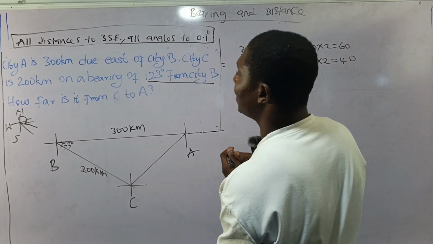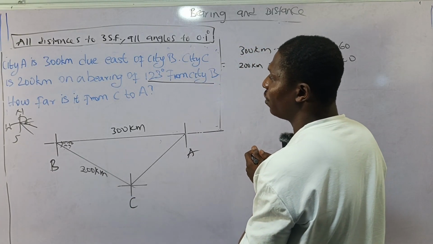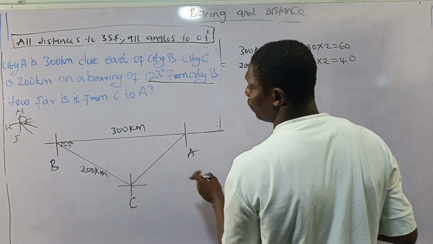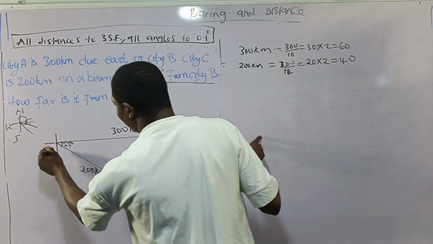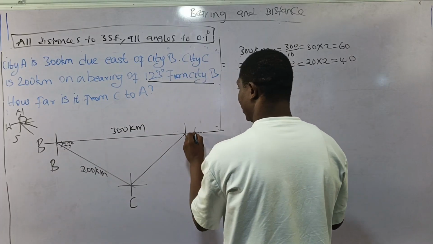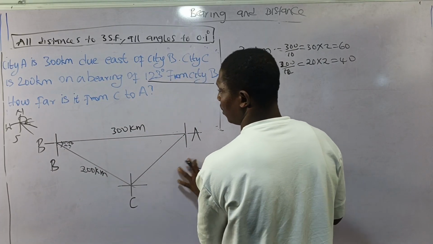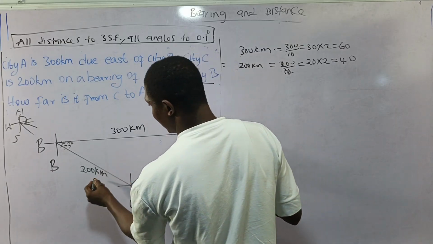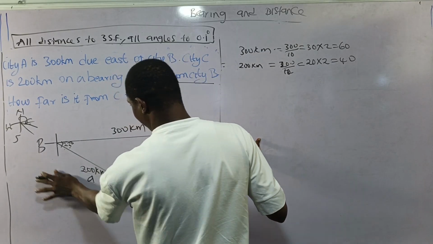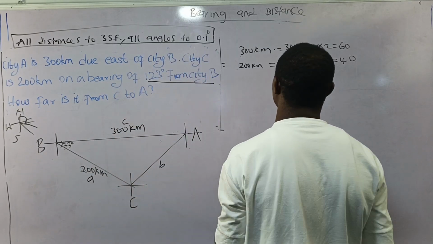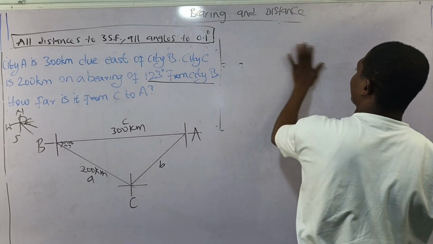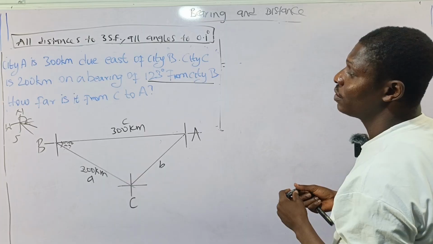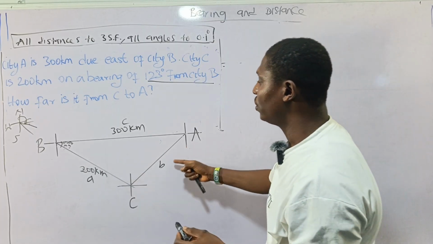Now this is my C. They said how far is it from C to A? Here's my C to A, so I'm looking for this. This is B, remember, and this is A. This B is facing here, so I can take it as small b. This is facing here, I can take it as small a. And this is my C, small c. Now you can see that C to A is b.